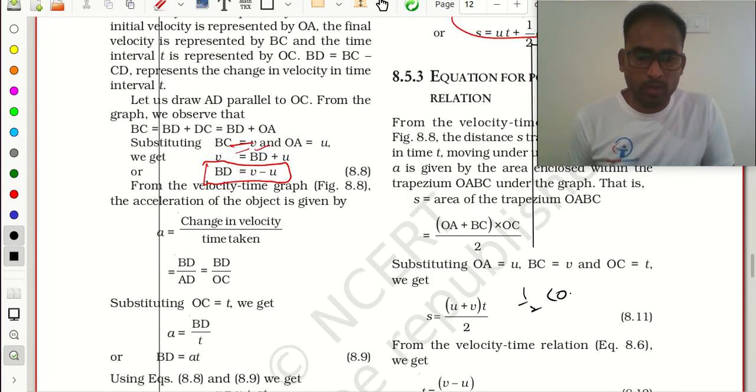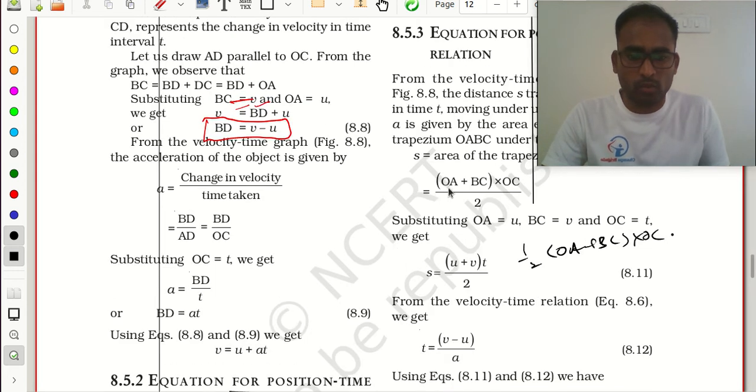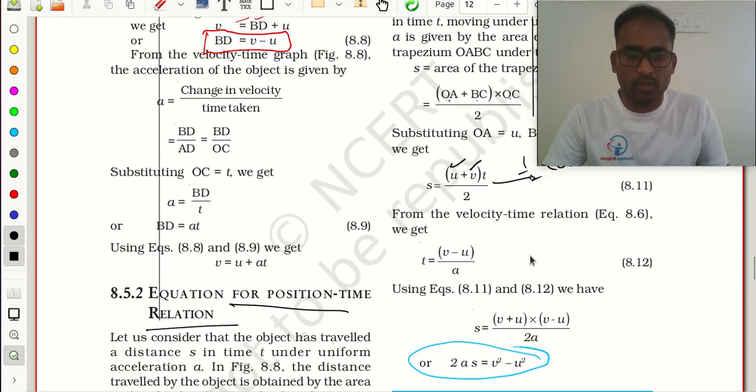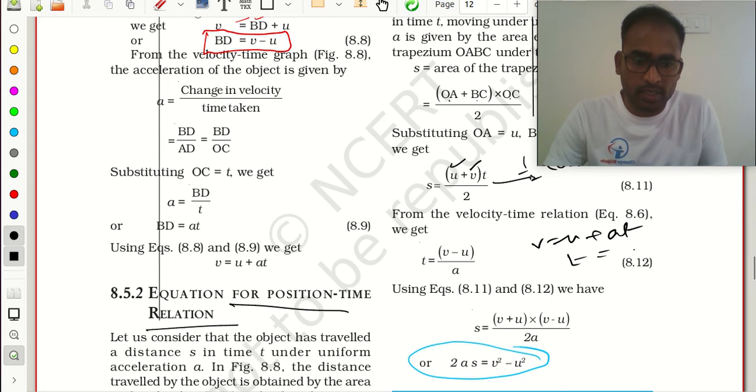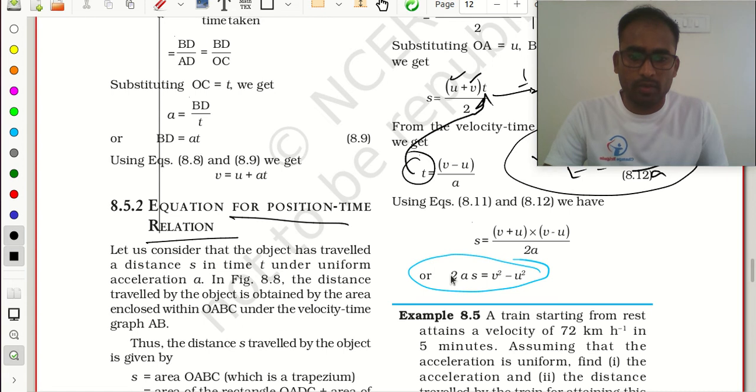Half into OA plus BC into OC. So from here I can write this displacement S is equal to OA, which is our u, the initial velocity, BC is the final velocity V, and OC is our time by 2. Then, I know the time, V is equal to U plus AT, right? From here I can write T as V minus U by A, and just substitute this T here, and I will get this one.